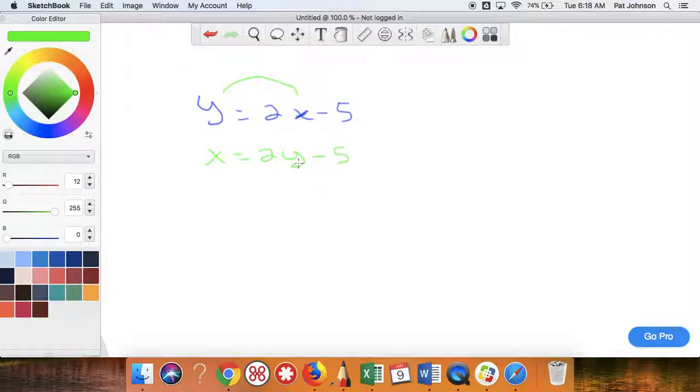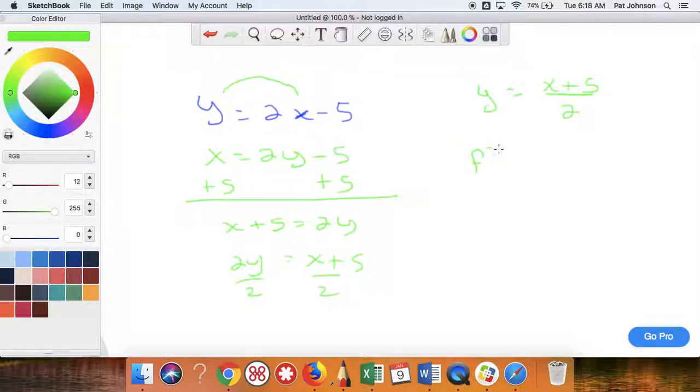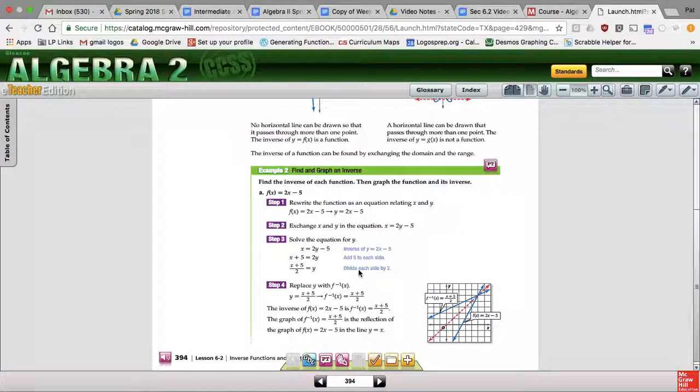Now we just do algebra and we solve for y. So we get x plus 5 equals 2y, and I'm going to use a property and exchange these. Divide by 2, divide by 2. So y equals (x plus 5) over 2, or I can say f inverse of x equals (x plus 5) over 2. Okay, so that is our inverse. So we just replace it. All right, and we solved it.